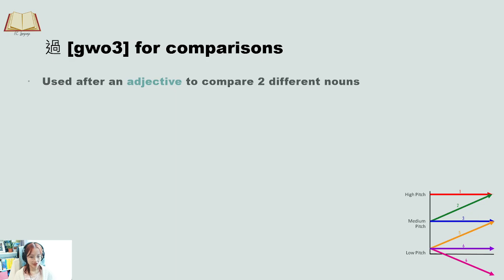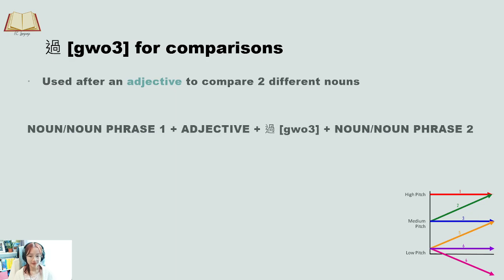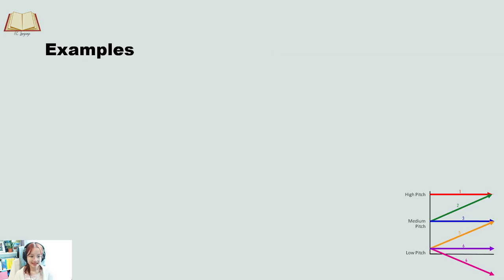And this is the structure. Noun or noun phrase 1 plus adjective plus gwo plus noun or noun phrase 2. It acts as a suffix for an adjective, and this combination is placed in between the two nouns or entities being compared. The entity can also be expressed with a noun phrase, and I'll show you what I mean by noun phrase in a bit. Let's look at some examples with some basic adjectives.